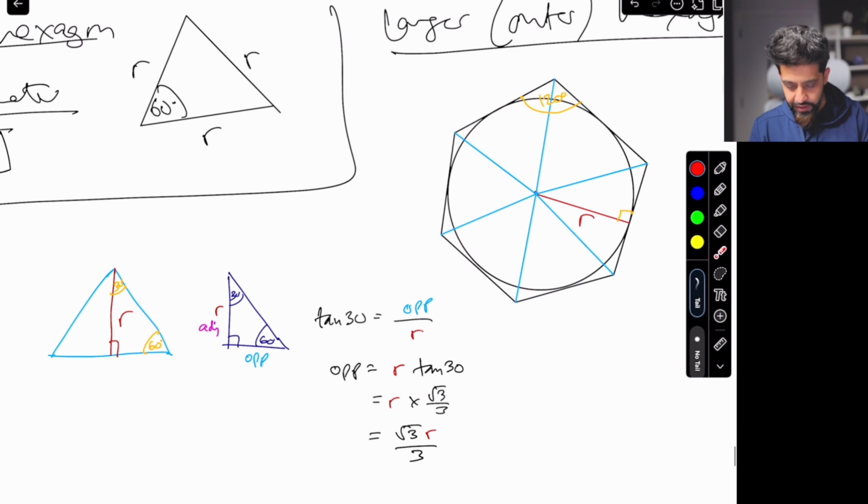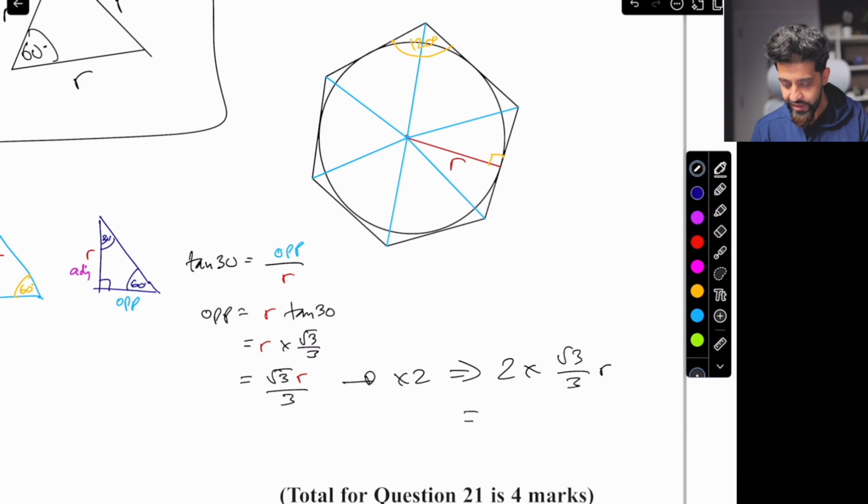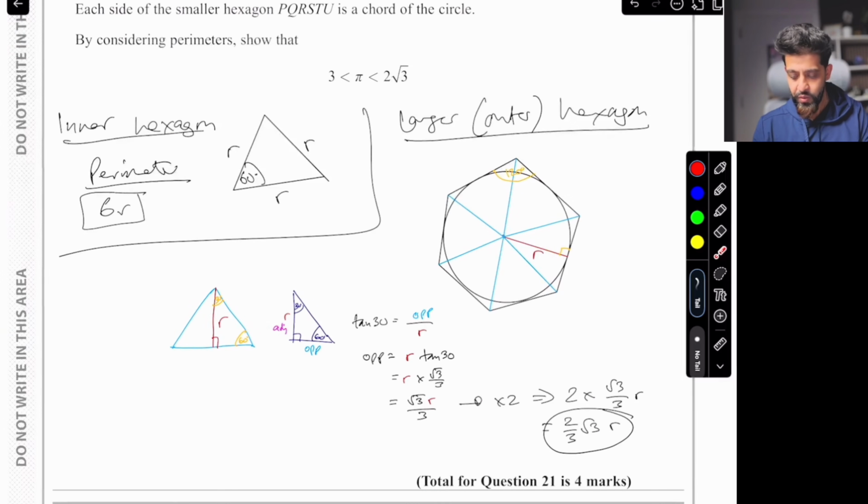So that is this. That's what we've just found, but we want 2 of those because we double it. So we're going to times this by 2. So it's going to be 2 lots of root 3 over 3 R. So therefore, we're going to have 2/3 of root 3 R. That is one of these full lengths. Yeah, one of these. But we've got 6 of them, don't we?